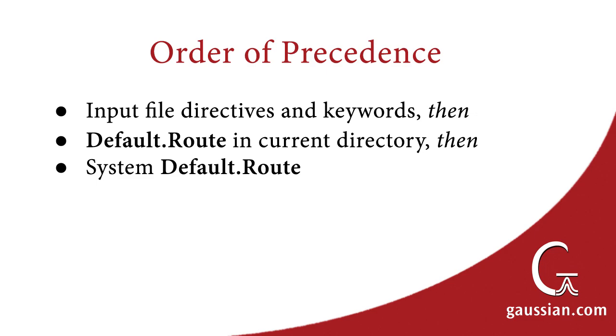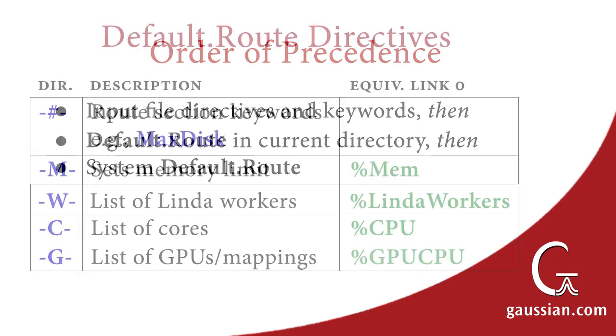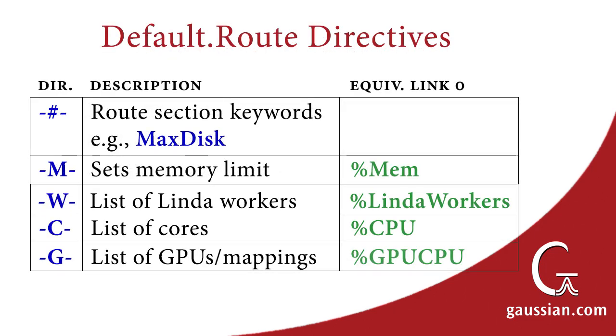Link0 directives in the input file override all default.root file entries. Entries in the personal default.root file override ones in the system-wide default.root file. Here is a list of directives that can be set in the default.root file along with the corresponding Link0 commands. Note that max disk would be specified in the first directive, --.